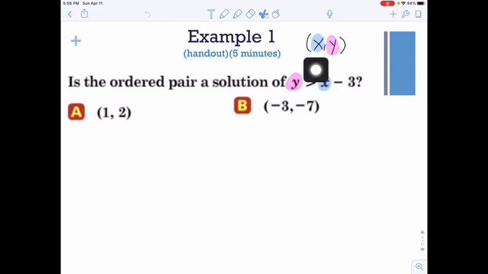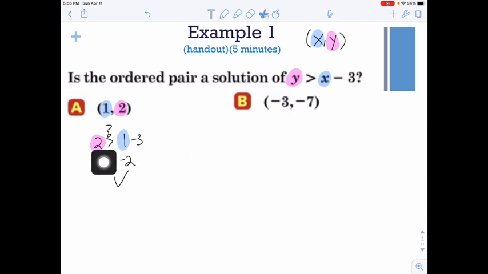We will let x be blue and y be pink. We're going to plug in (1, 2) for part A and (-3, -7) for part B. For part A, our y value is 2 and our x value is 1, so we have 2 is greater than 1 minus 3. Notice I have a question mark over the greater than sign because we aren't sure if this is true yet. 1 minus 3 is -2, so we have 2 is greater than -2. This is true.